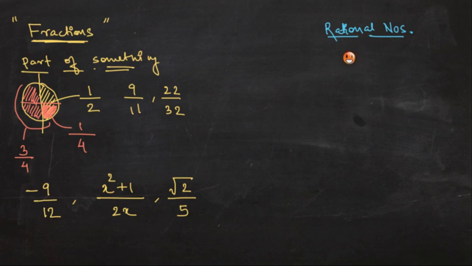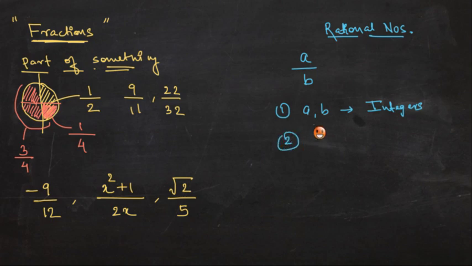Rational numbers, on the other hand, are very specific. According to the definition of rational numbers, any number that can be represented in the form of a upon b. Now, there are some specific requirements for this a and b. First, a and b should be integers. Secondly, this denominator b should not be equal to 0. If we can get any number in this form, then it would be a rational number. So why don't you pause the video here and try to write a few rational numbers?